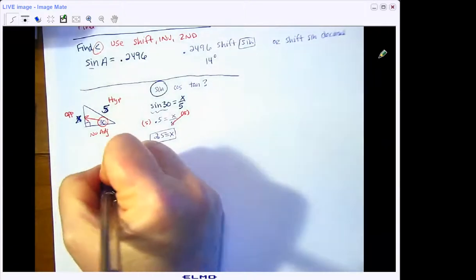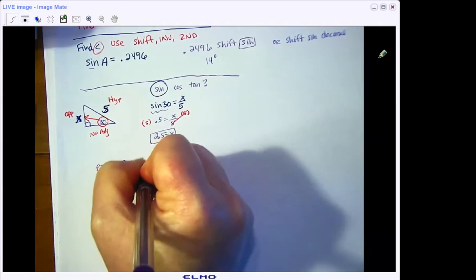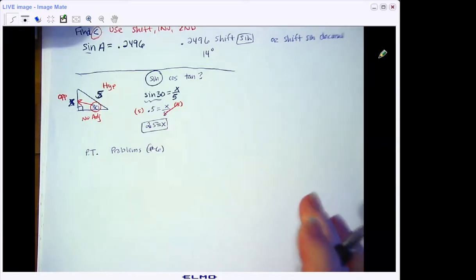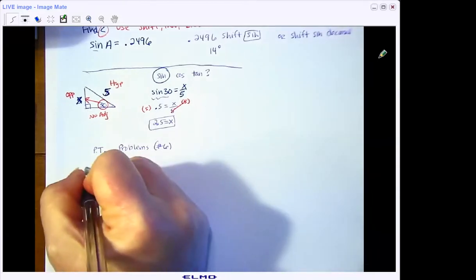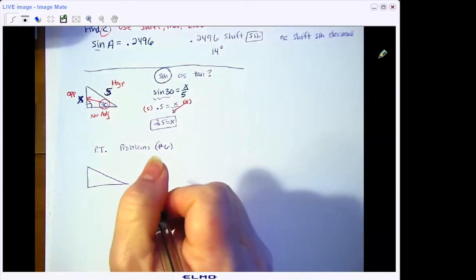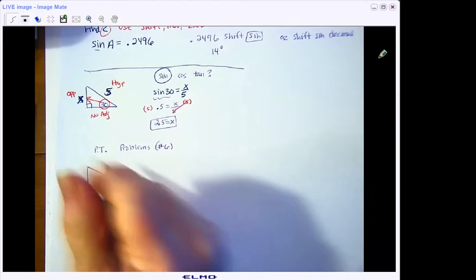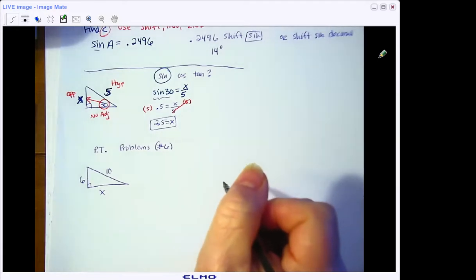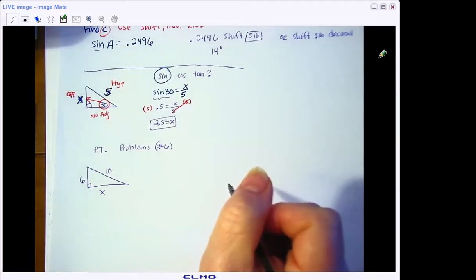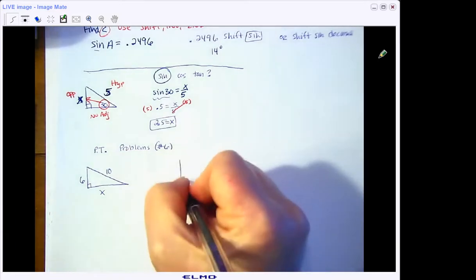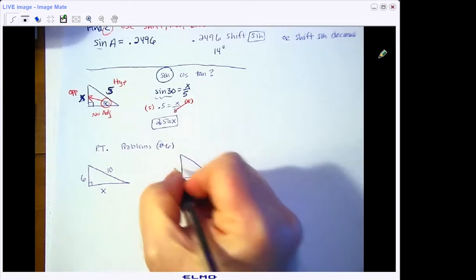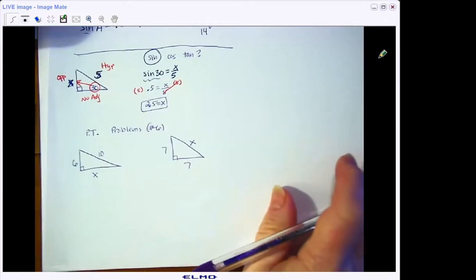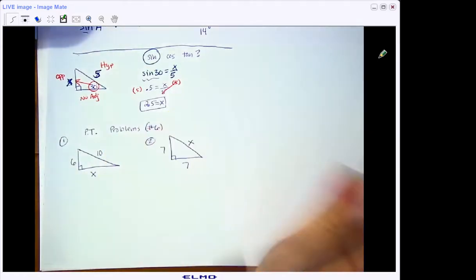PT problems from number 6. Assignment number 6 would look like the 6, 10, and X. And then call it 7, 7, and X. So let's do number 1 and number 2. We're just going to do this kind of quick.